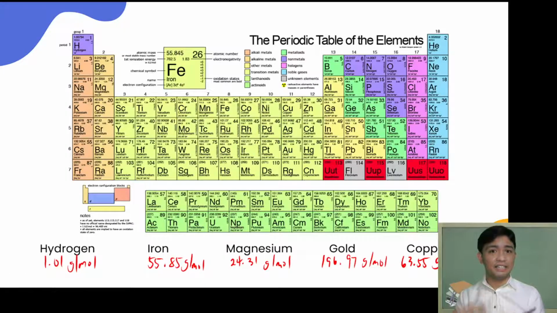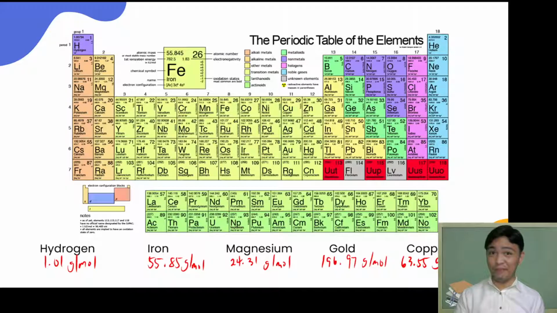Lahat yan, tig 6.022 times 10 raised to 23 na atoms ng mga yan. Pero you see, yung kanilang molar mass, yung timbang ng 1 mole nila, magkakaiba. Pinakamabigat si gold, because these elements are different from one another. There are elements which are heavier than the other. Yung ating carbon, 12 grams, 12.01. Is hydrogen, very small na atom, lightest. 1 mole niya is only 1.01 grams per mole.